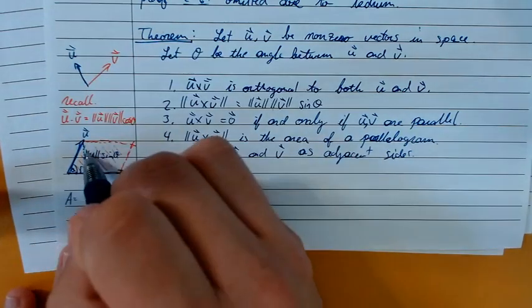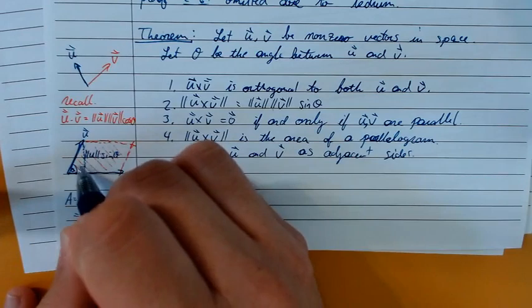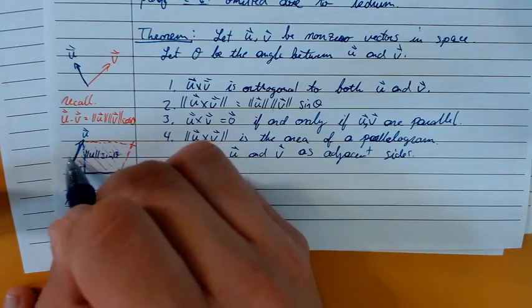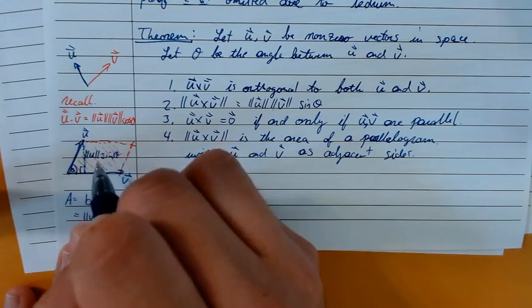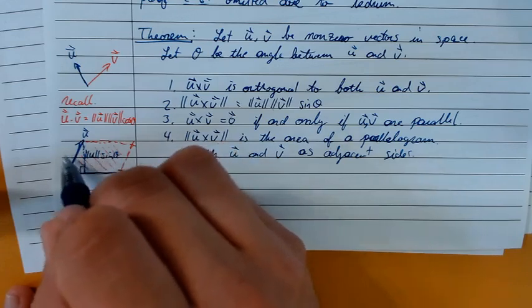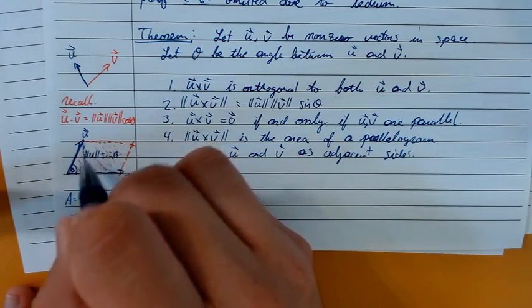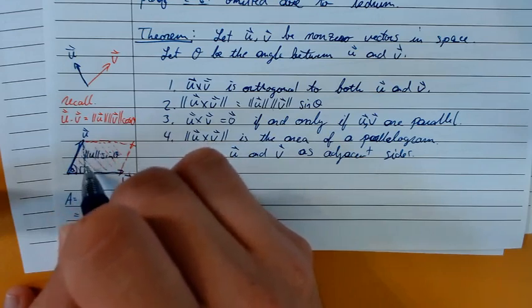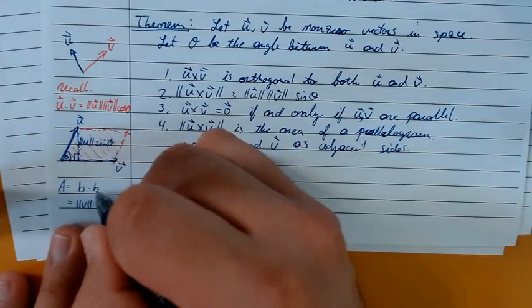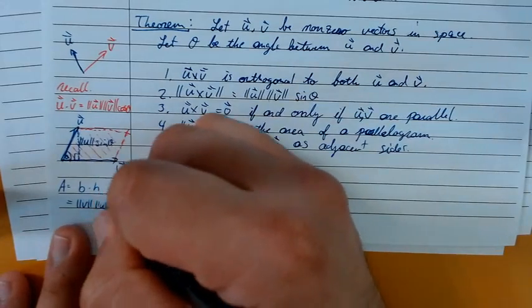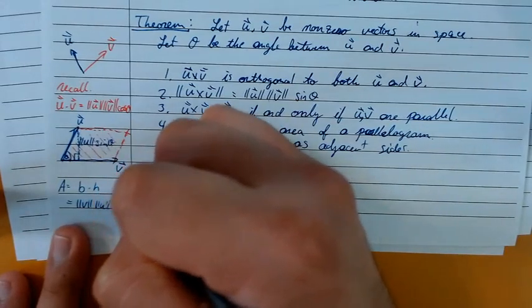Sine of theta is equal to this length divided by the magnitude of u, opposite over hypotenuse. So if I multiply the hypotenuse over to the other side, sine of theta times the hypotenuse is the length of the opposite side. So that has to be the magnitude of u times the sine of theta. That's my height, the magnitude of u times the sine of theta.